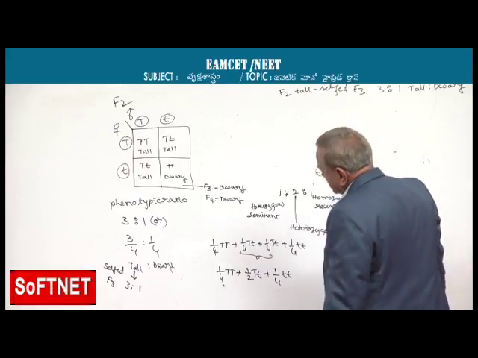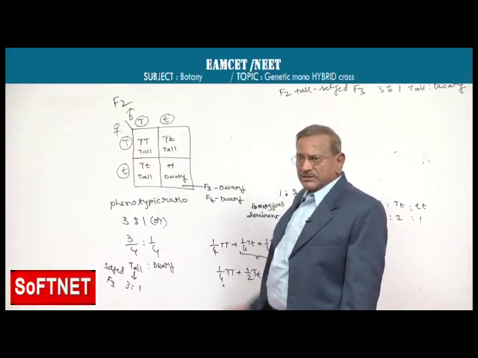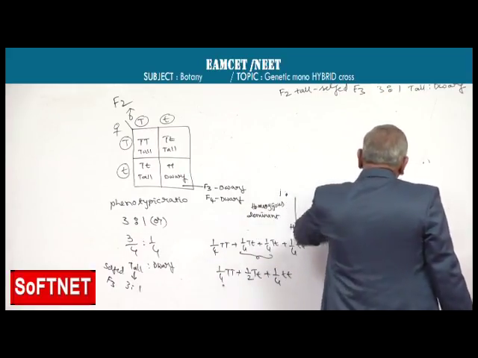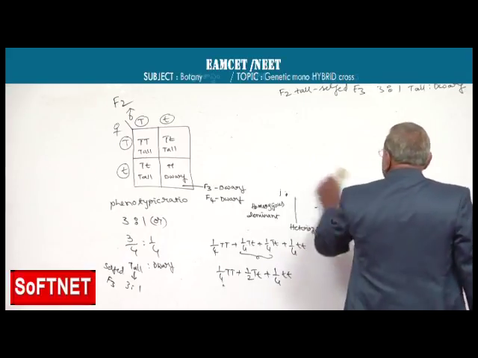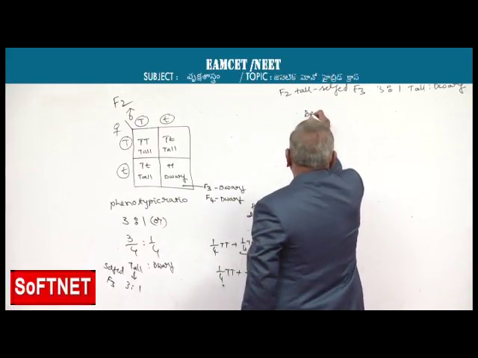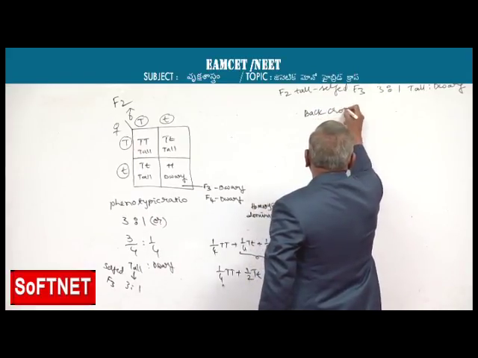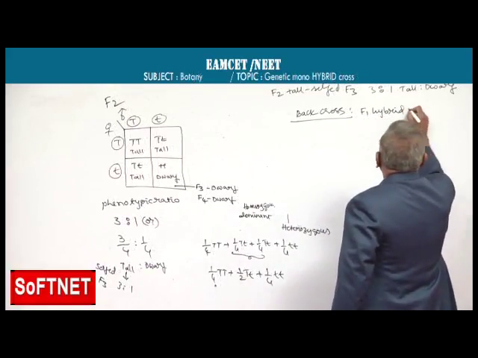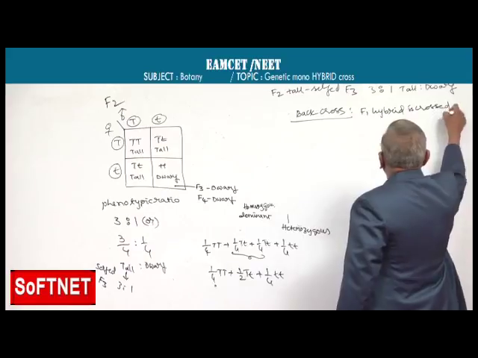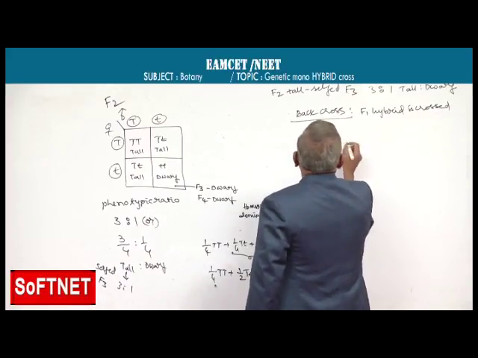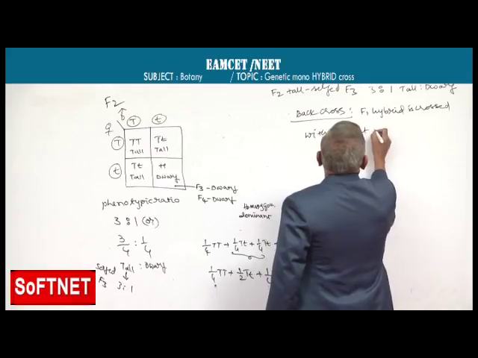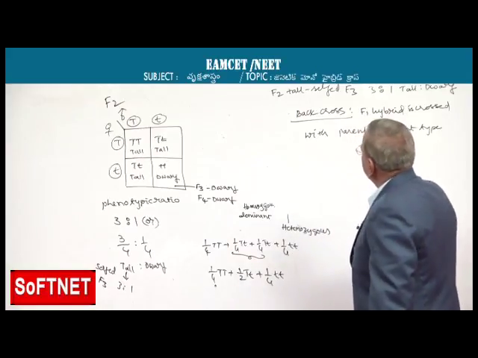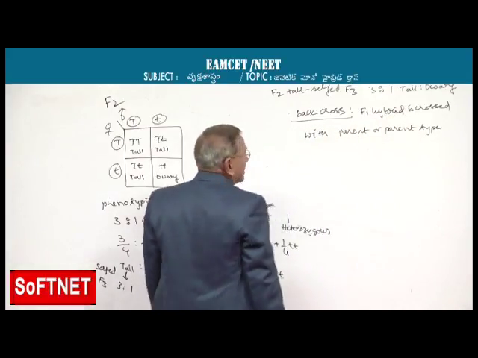So he wanted to know which tall plant is homozygous and which tall plant is heterozygous. To know that, he devised another test called backcross. F1 hybrid is crossed with parent or parent type.